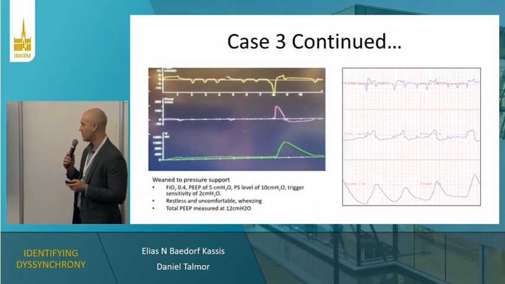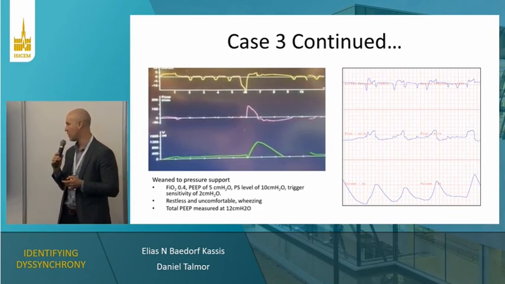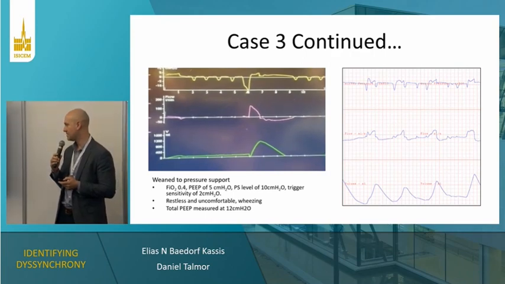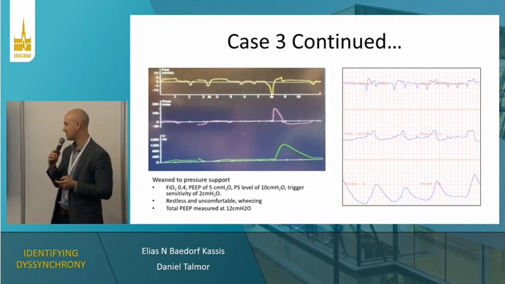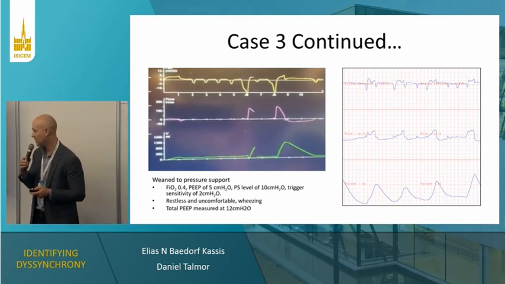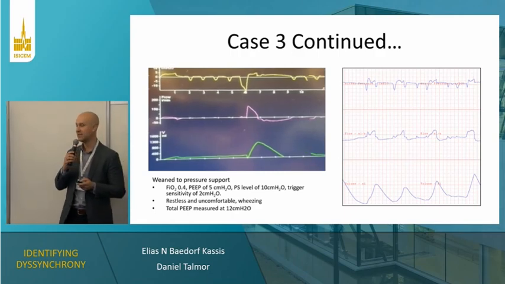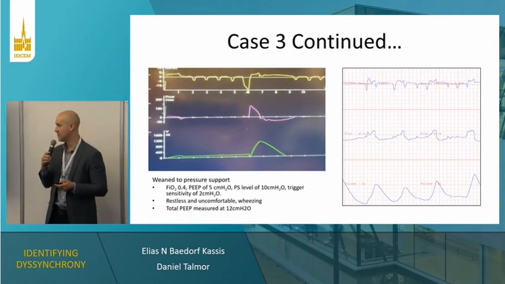Okay, so now the patient is weaned to pressure support. They're on a PEEP of 5 with an FiO2 of 0.4. The pressure support is at 10 centimeters of water, and the trigger sensitivity is 2. The patient, though, is restless and uncomfortable, and during an expiratory breath hold, the patient has a measured total PEEP of 12 centimeters of water.